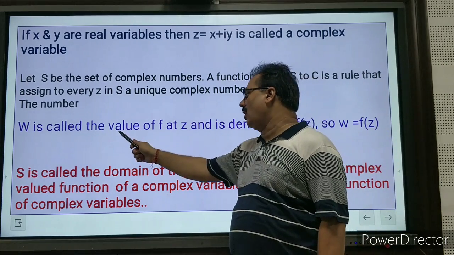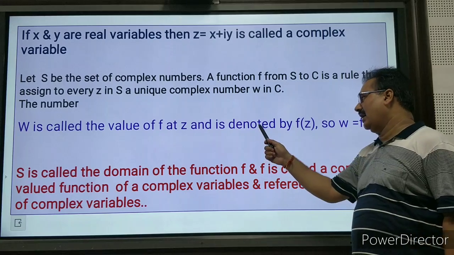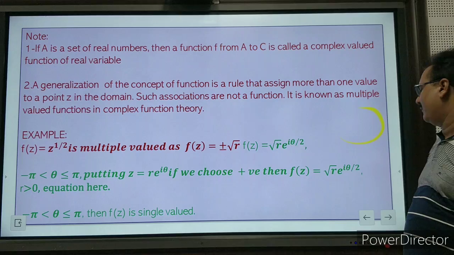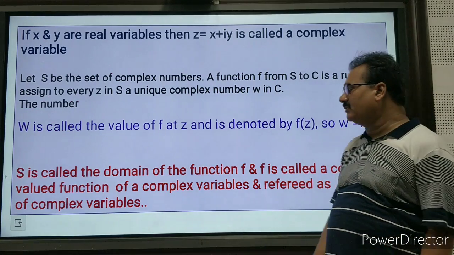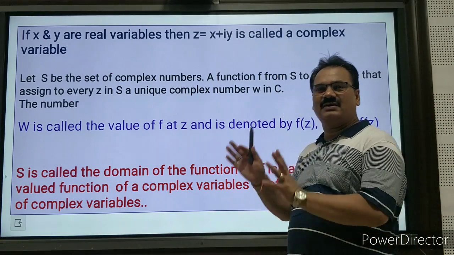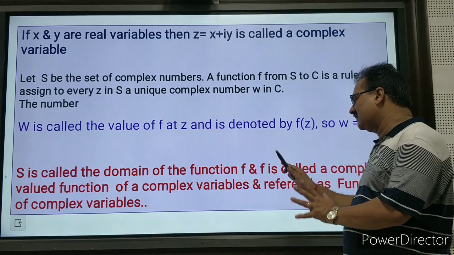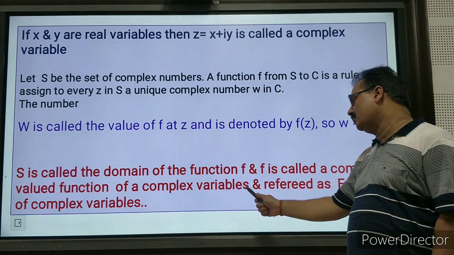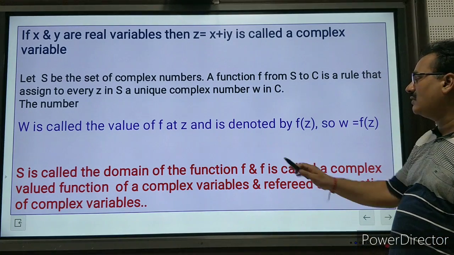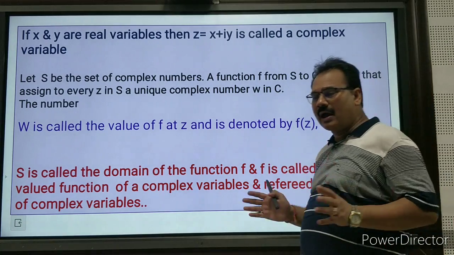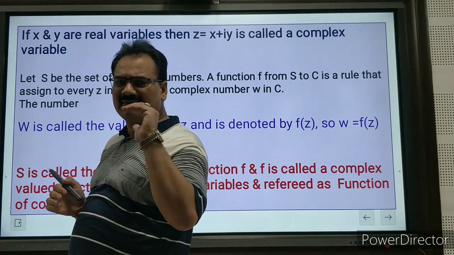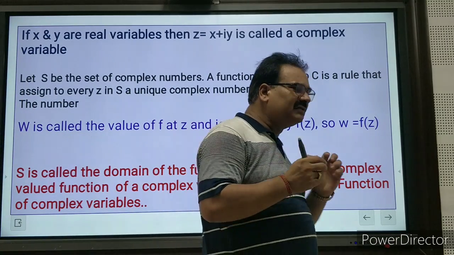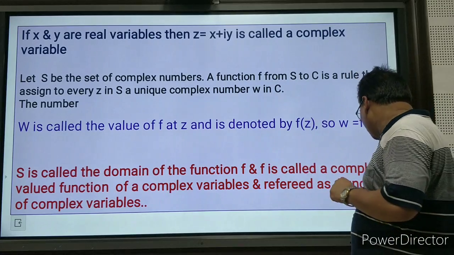So the number w is called the value of f at z, and it is denoted by f(z), and we can write w = f(z). Now capital S is called the domain of the function. These are the basics of complex variable. This function f is called a complex valued function of a complex variable, referred to as a function of complex variable. So here I have tried to present what a complex variable is and the meaning of a function of complex variable.